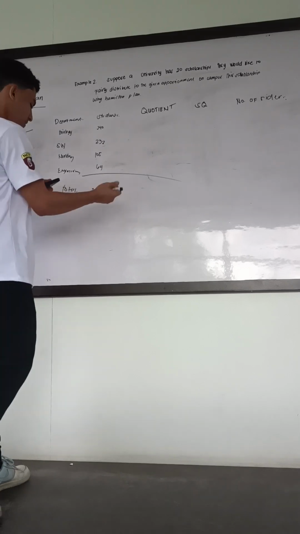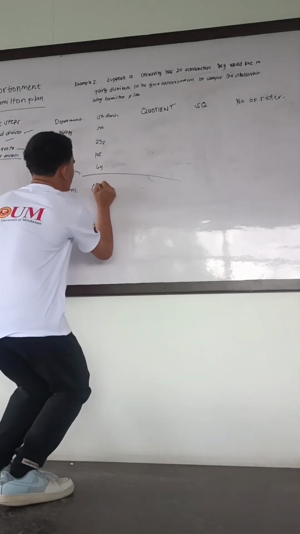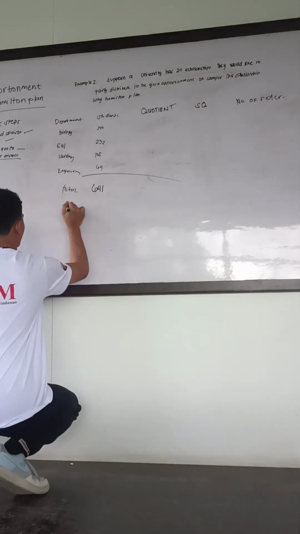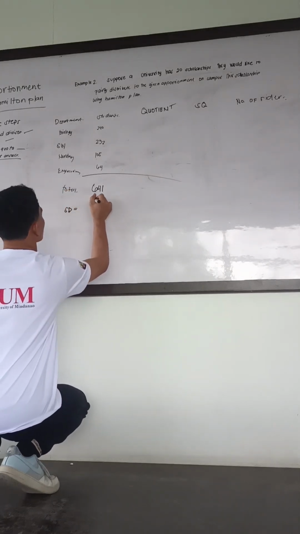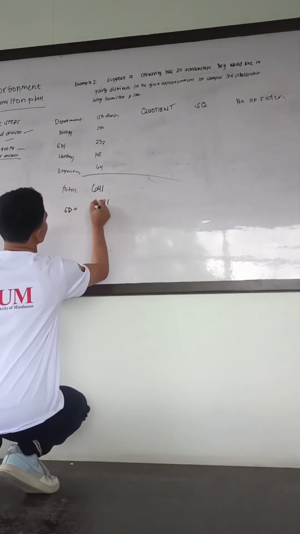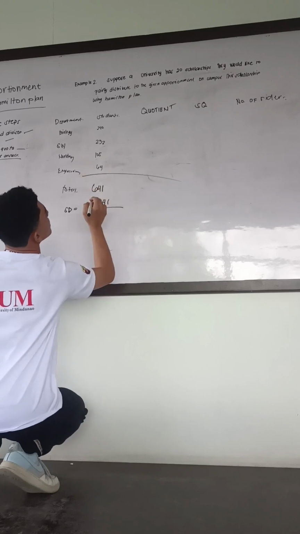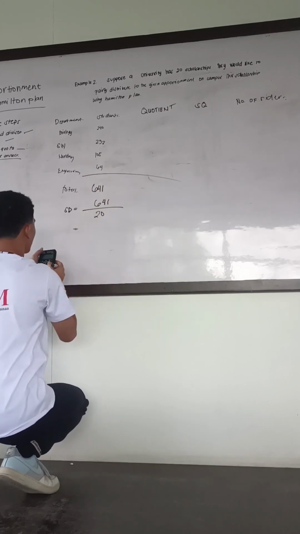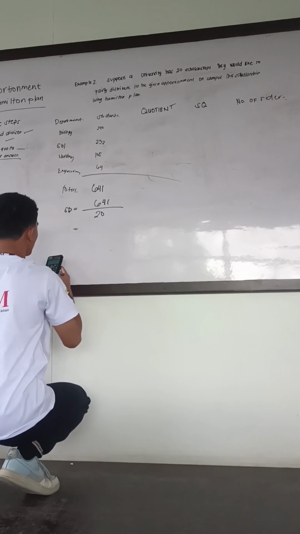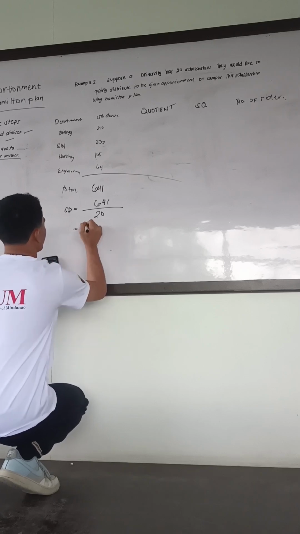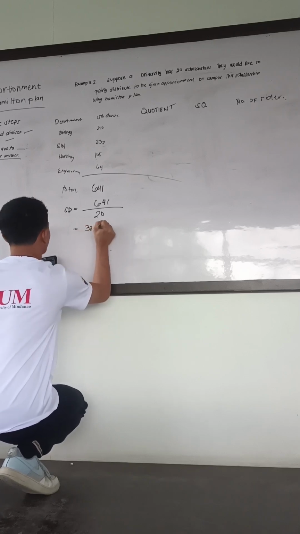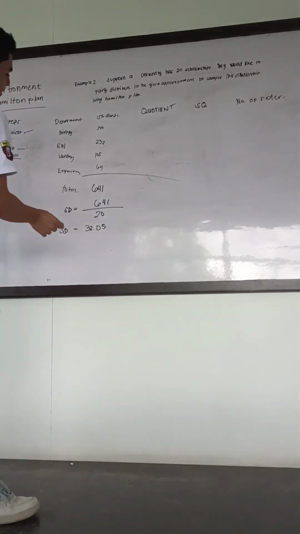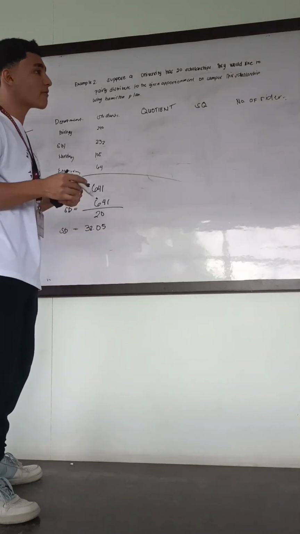We have 641 students. So first step, we must get the SD. SD is equal to 641 divided by the total number of scholarships, so divided by 20. We got 32.05. So we are now done computing our standard divisor.